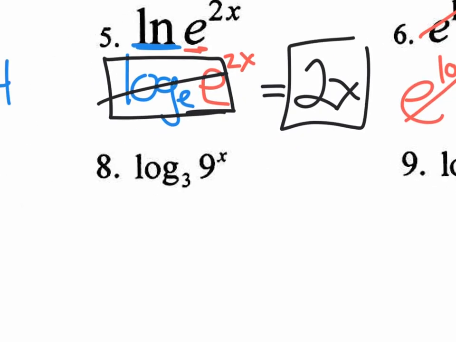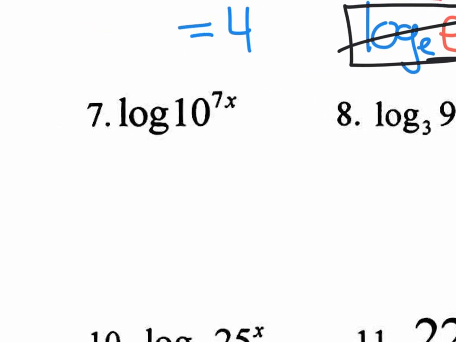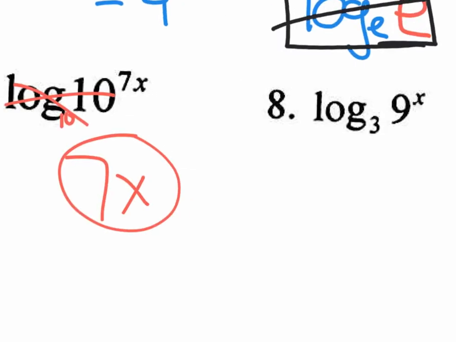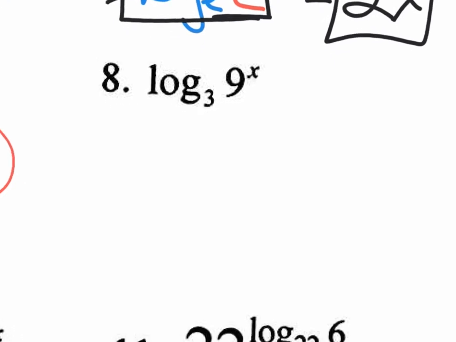Okay. Number 7, sorry. That's a common log, so there's an invisible 10 down here. So log base 10 of 10 cancels out, right? And what's left? Just 7x. There you go. You're done. It's time to get to something more interesting like number 8.